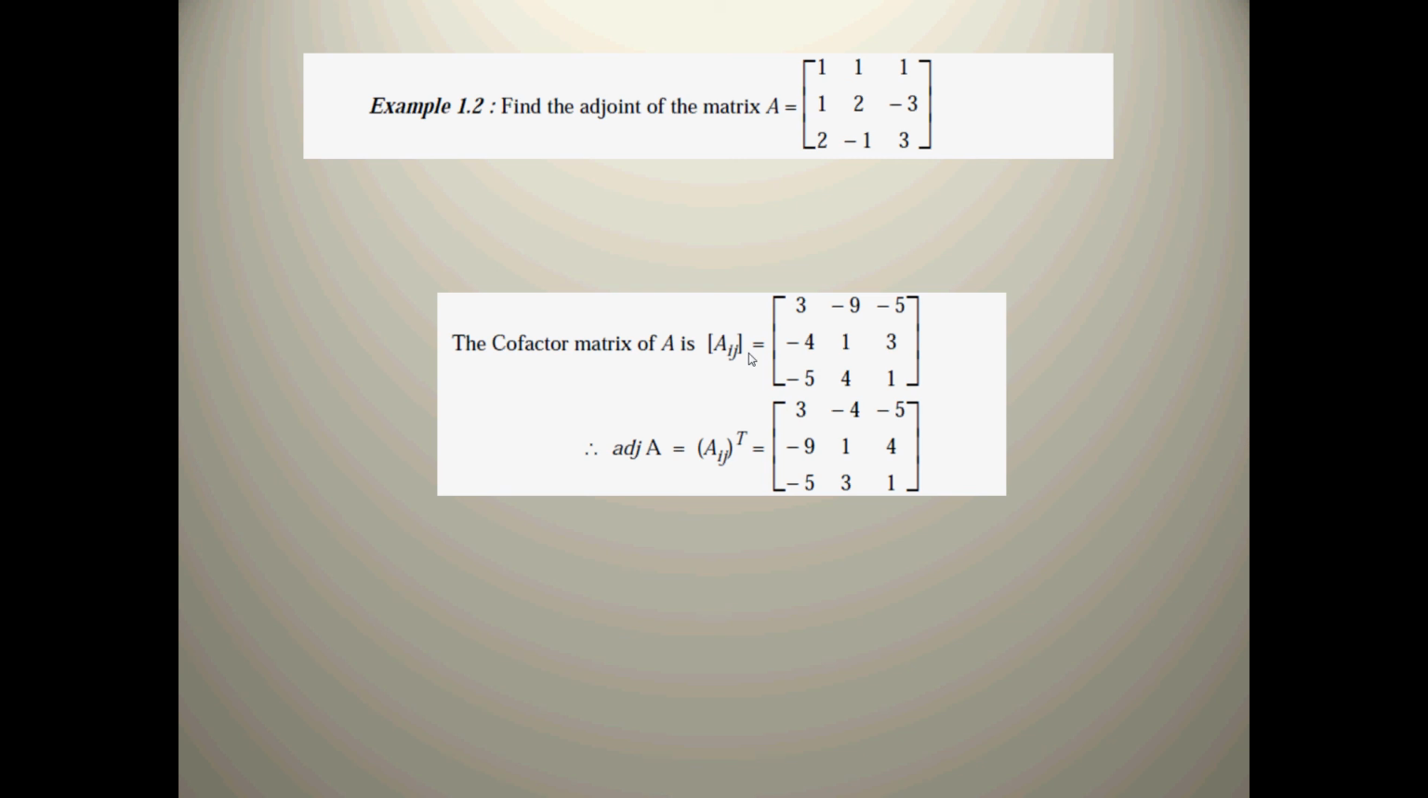Then adjoint A is this matrix transposed, so the rows and columns get interchanged. 3, minus 1, minus 5 as the first row will become the first column in the transpose, minus 4, 1, 3 as the second row will become the second column, and minus 5, 4, 1 as the third row will become the third column. Therefore the adjoint of the matrix A is the transpose of the cofactor matrix, and the final matrix is 3, minus 4, minus 5; minus 1, 1, 4; minus 5, 3, 1. Okay.